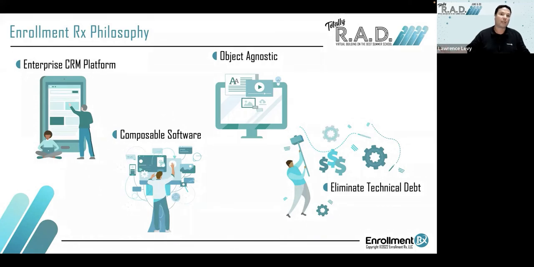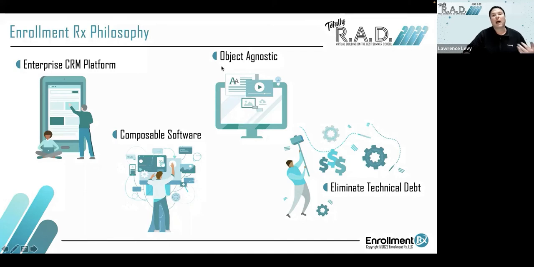So it's an enterprise CRM that is a platform that can support that entire constituency, not just recruitment, admissions, and decisions, but the entire constituency. When you're ready to scale, you really should adopt a platform CRM perspective. Now, Enrollment Rx, we talk about being object agnostic.